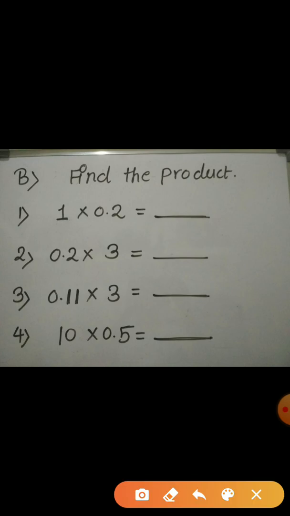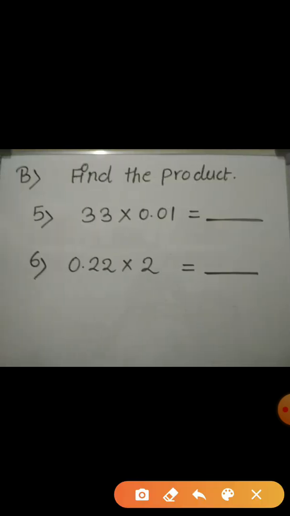Now the next one. 10 into 0.5. Let us multiply 10 and 5 only. 10 5s are 50. Now decimal number have one decimal place. So product will also have one decimal place. So counting from the right, I am going to put the decimal point here. So the answer is 5.0, which is same as 5.